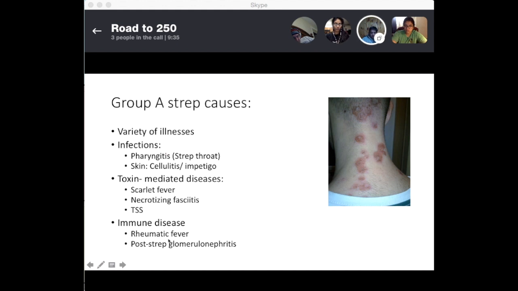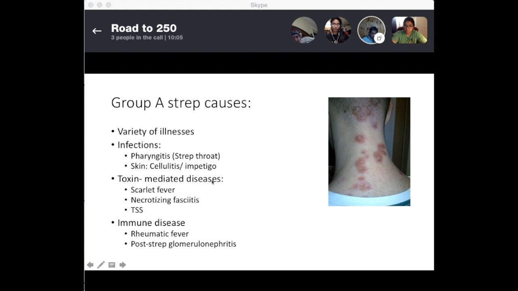So how do you diagnose it? You're going to do a throat culture, and most hospitals and doctors' offices will also have rapid antigen tests, which are very useful and very effective. But if you miss it on the rapid antigen test, you follow it up with the throat culture. Treatment for that will obviously be penicillin or cephalosporins, but most likely you're going to stick with penicillin.